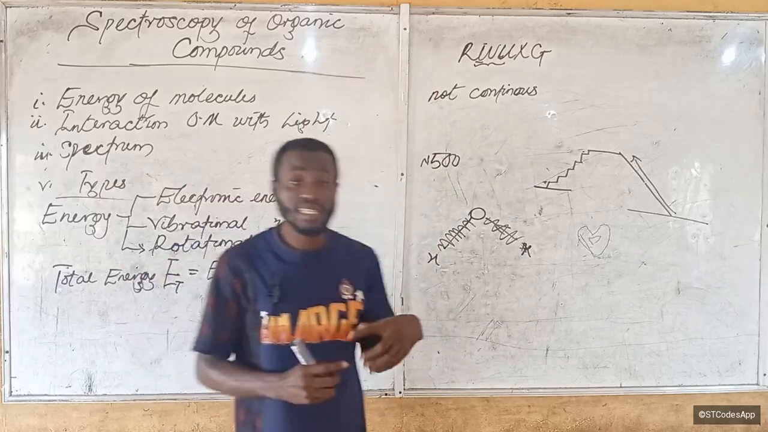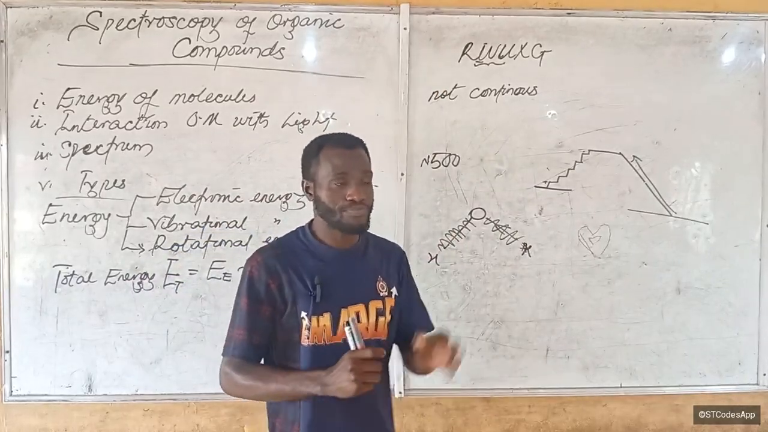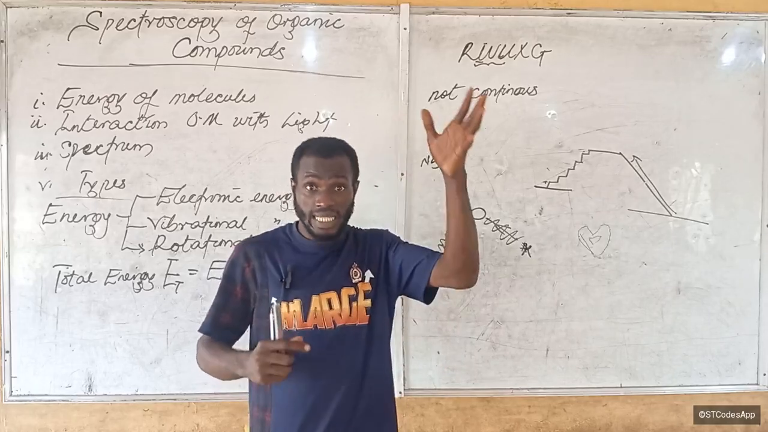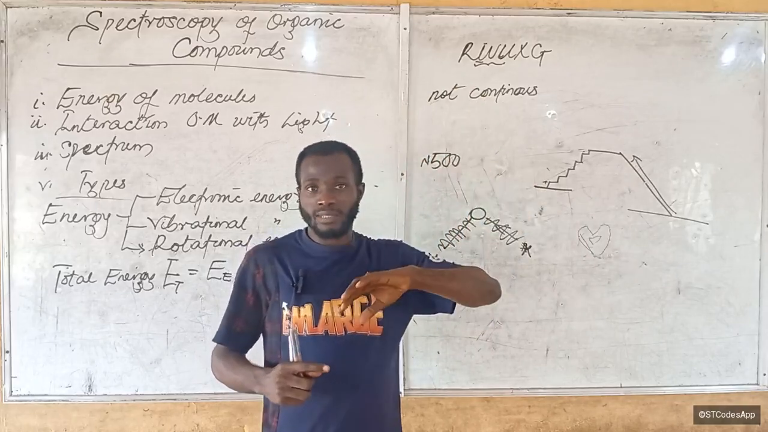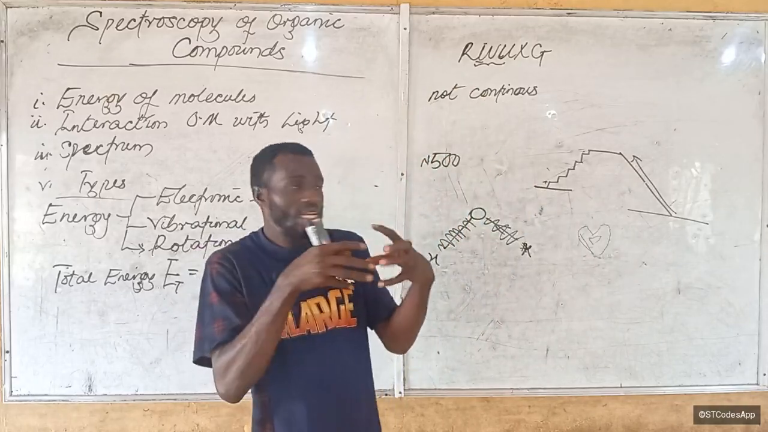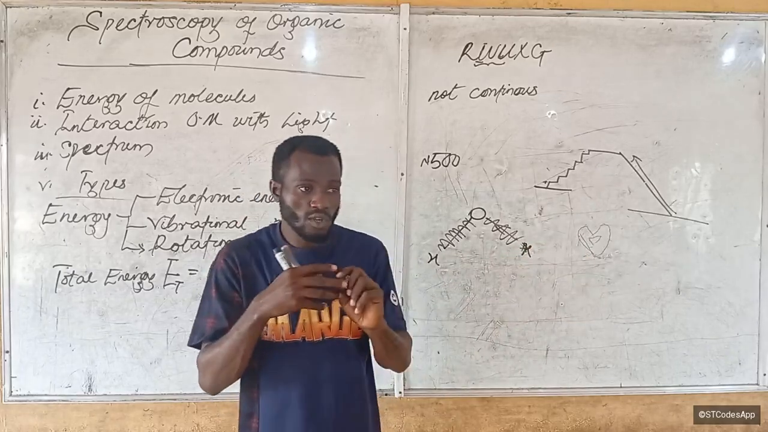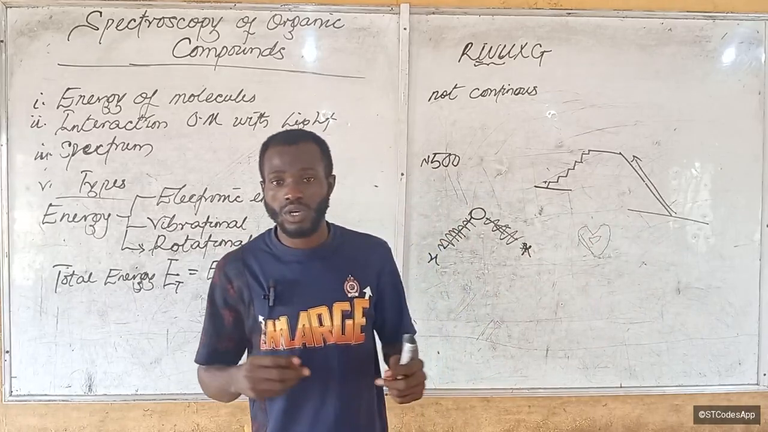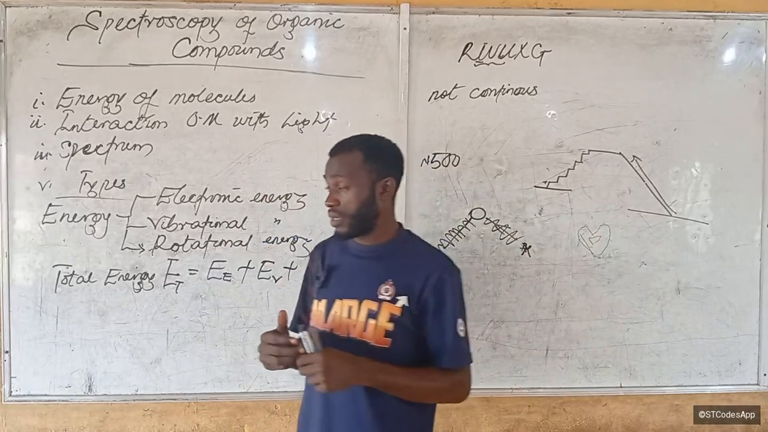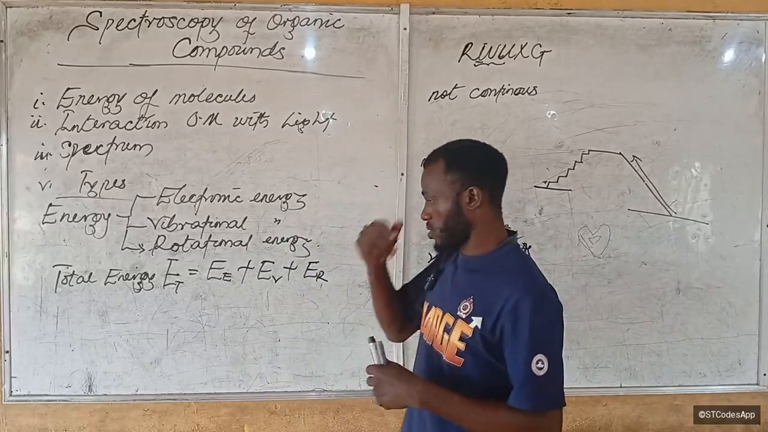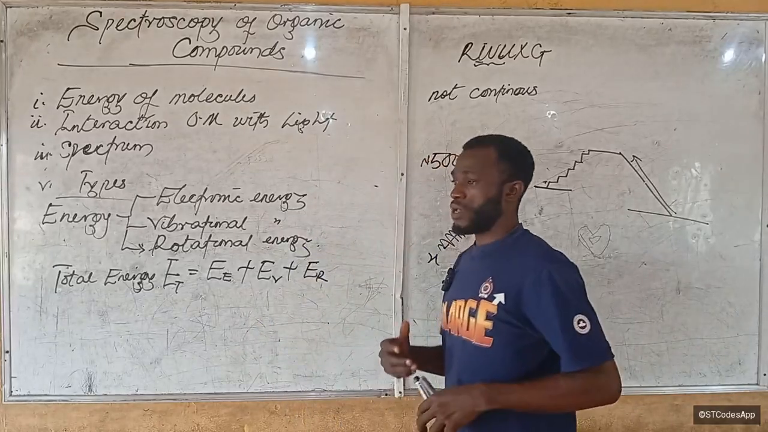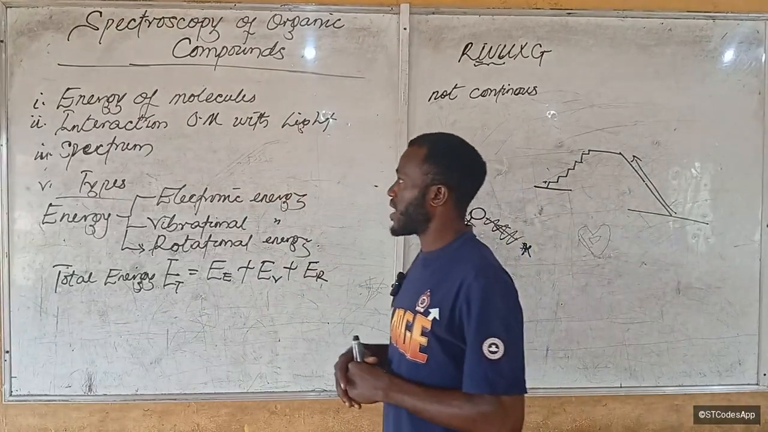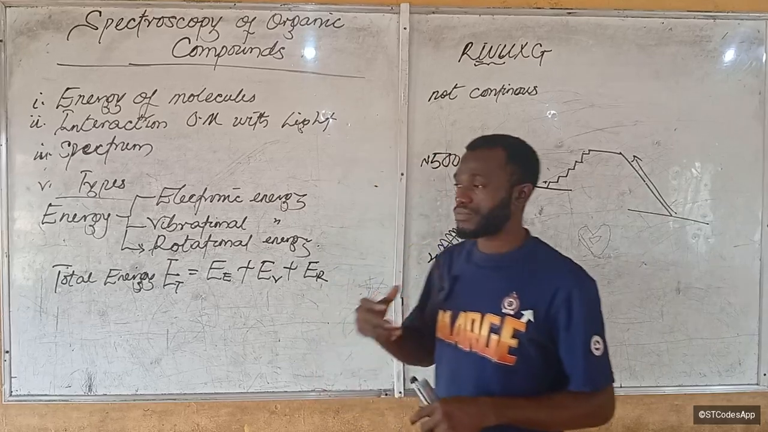Now, this effect is actually momentary, so don't begin to think that it will stay in that unstable orbital. No, it will still relax back. It only moves during the time when that light is incident on it. The electron interacts with the light by absorbing the energy. Okay, so that is about the interaction of light with the EM wave.